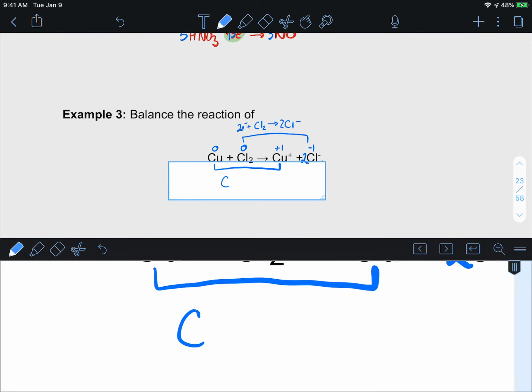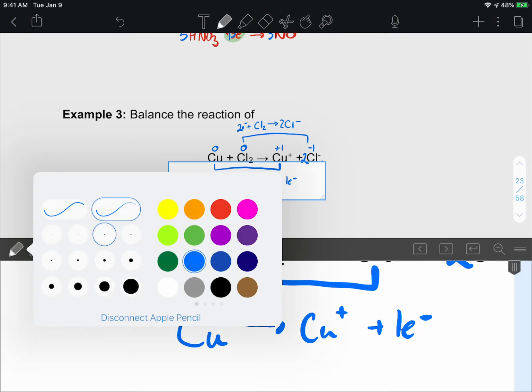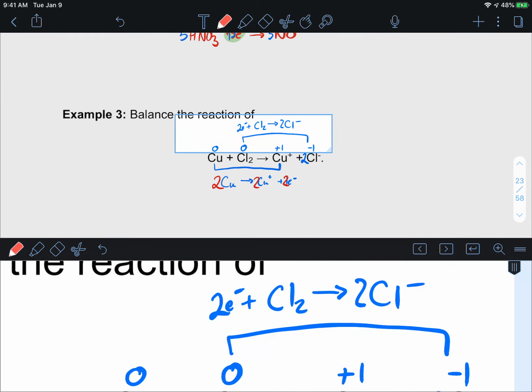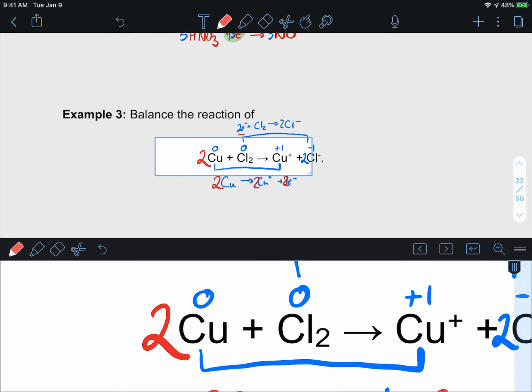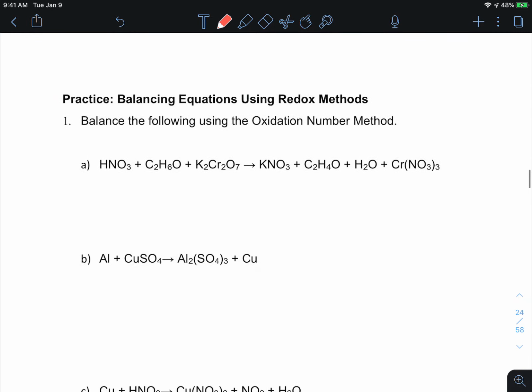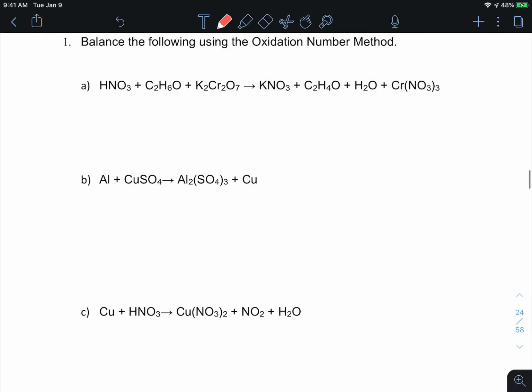Down in the copper section, I have 1 copper going to copper plus, and that means that I must add 1 electron. So then to balance the total number of electrons being donated and moved, I'm just going to double this copper to get my 2 electrons so that it's equal to the other 2 electrons. Put that 2 in front, and then let's count everything up. 2 coppers, 2 coppers, 2 chlorines, 2 chlorines, all done. Okay, so there is the balancing of that, and hopefully that goes okay for you.